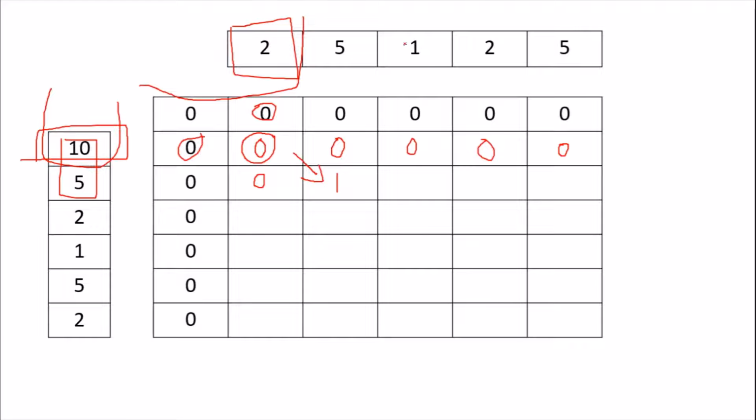Again 5 and 1 are not equal, so whatever be the maximum of this 0 and this 1 we take here. Again 5 and 2 not equal, whatever be the maximum we take here. Now 5 and 5 are equal, so we add 1 to this and we have 1 here.